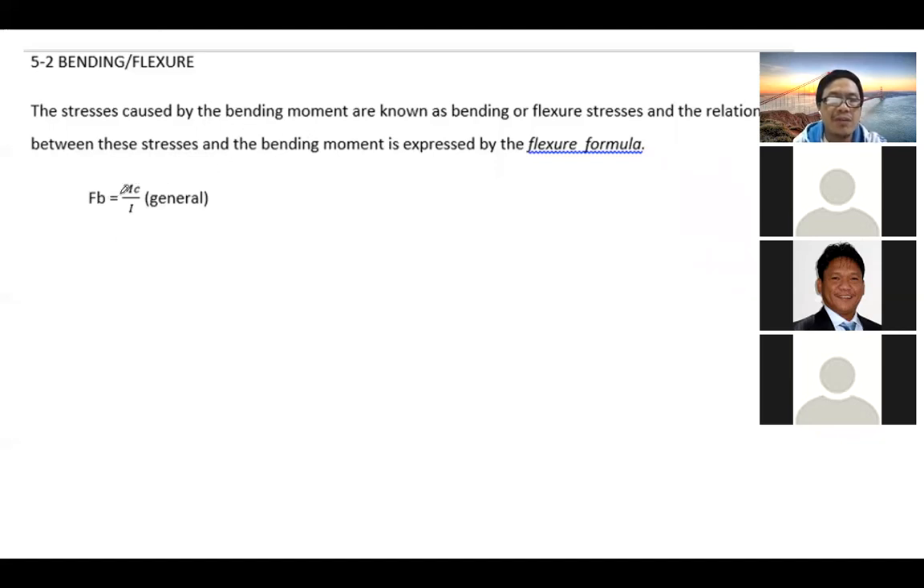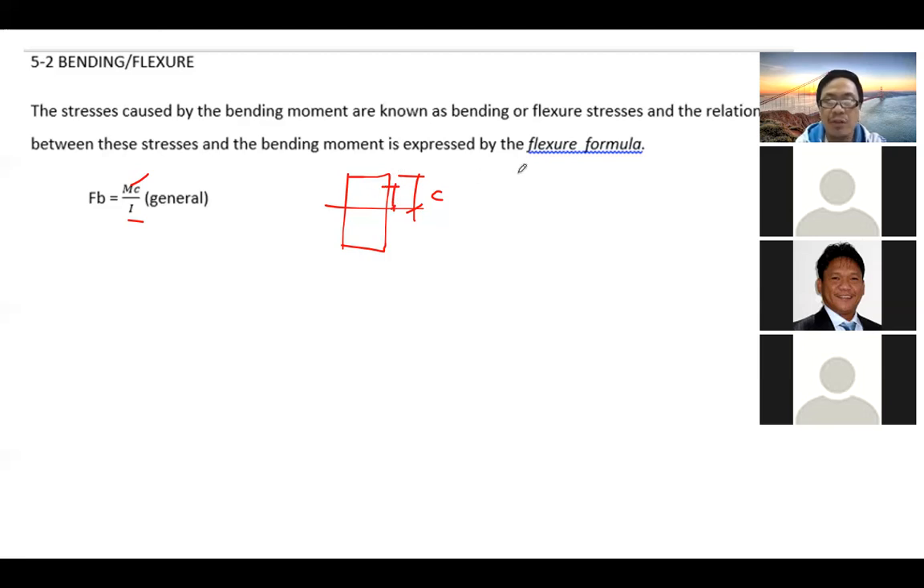The bending stress or flexural stress is equal to moment, C, is the centroidal distance, and the moment of inertia. Kung may rectangle tayo, okay, ito yung C natin. Actually, minsan may C tayo na kinukompute dito, depende sa tanong, ano? But since if we are going to compute the maximum stress, that should be the maximum distance from the centroid. And that is at the topmost, okay?